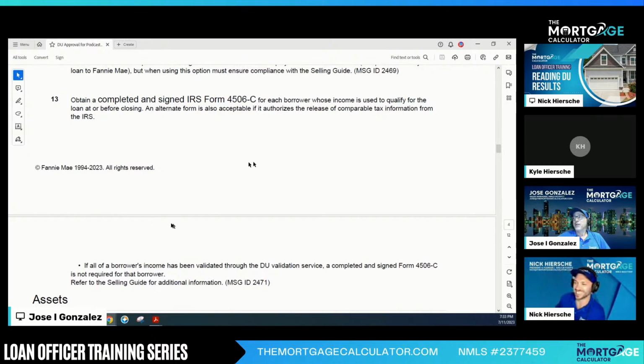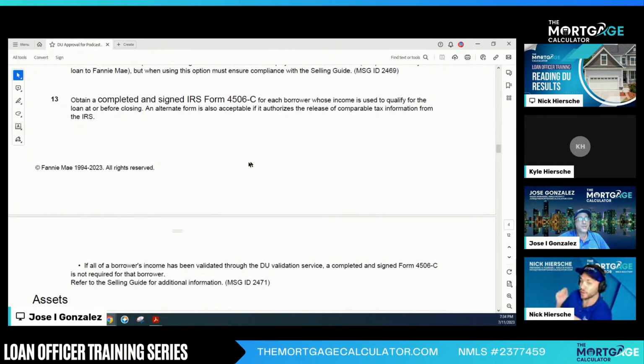Any file that has income. Exactly. So this isn't just DU, guys. This is any and all files with income. Now, there's a difference between completed and signed and the actual result, right? Some underwriters require the result. That's where they need to verify something when we don't have a signed tax return in the file, and they need to actually verify it, right?